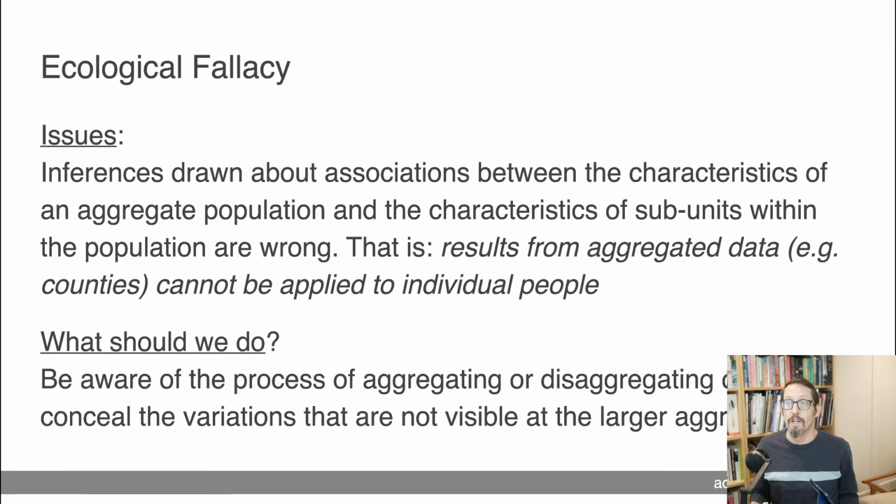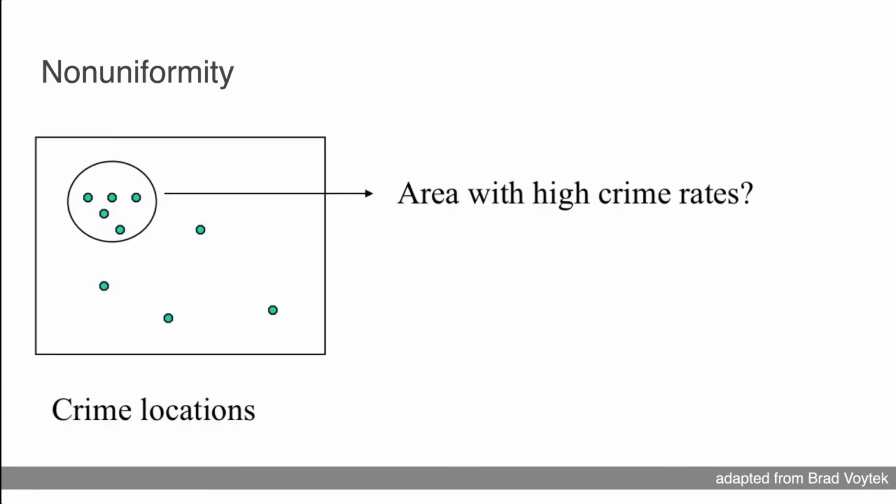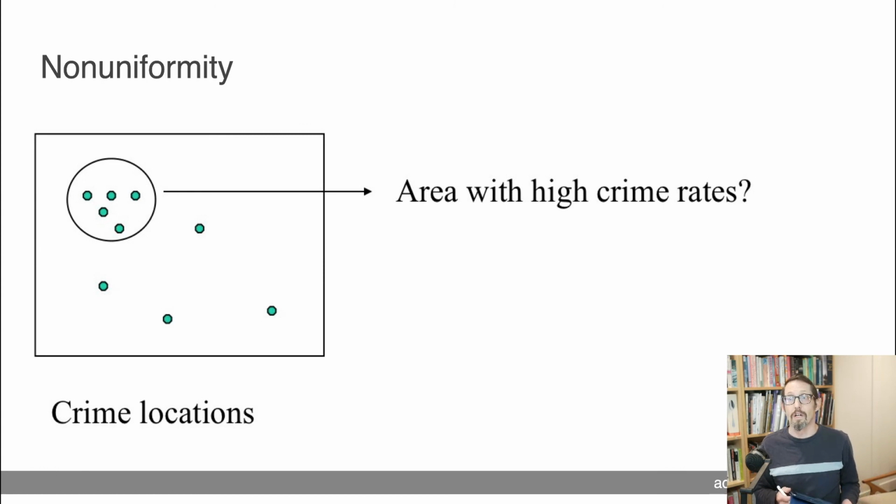So what does this slide say? It says that we don't want to take associations about the characteristics of a population and apply them to individual people. There's a number of reasons why that could be false. Right. So let's crack on because we're getting past our time limits here.